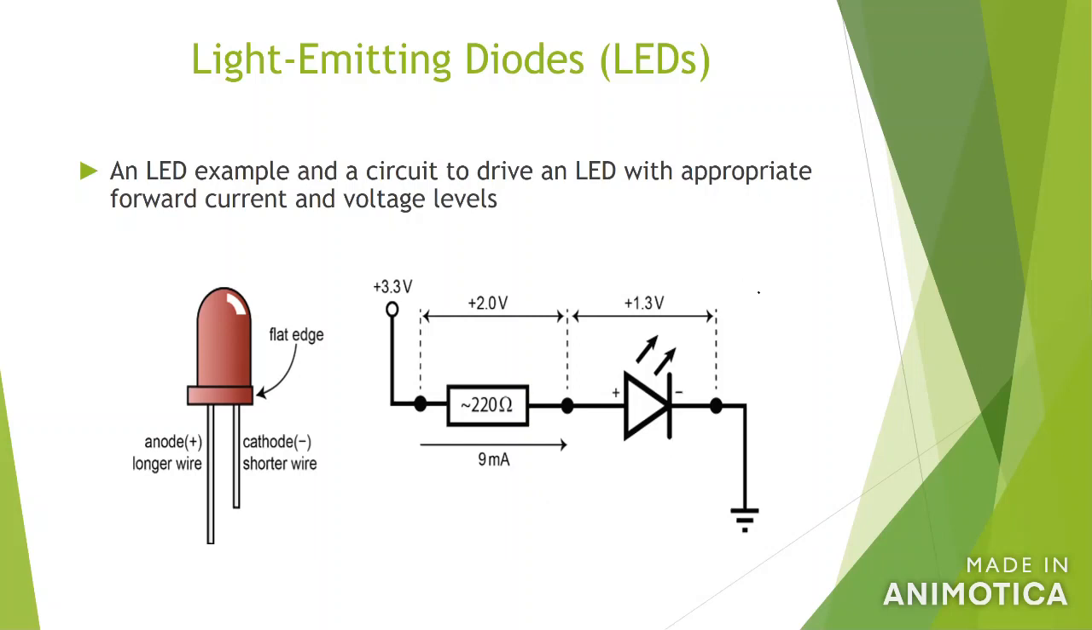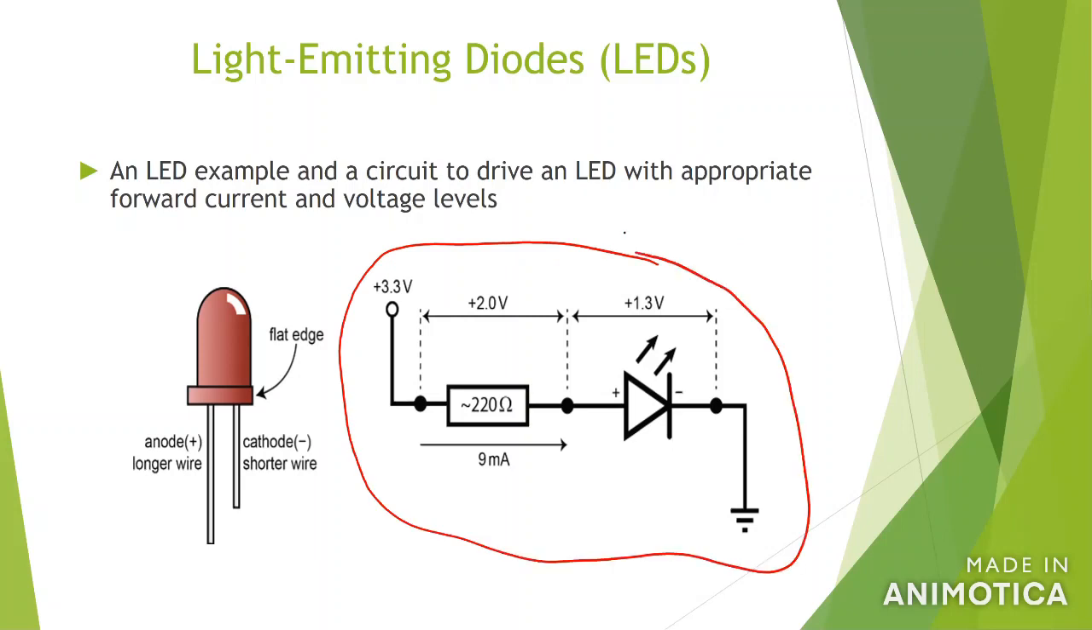Okay, so this is a typical circuit that we can have to drive the LED. If you just apply 3.3 volts to this circuit, then the LED will be on forever, as long as you have the power applied.